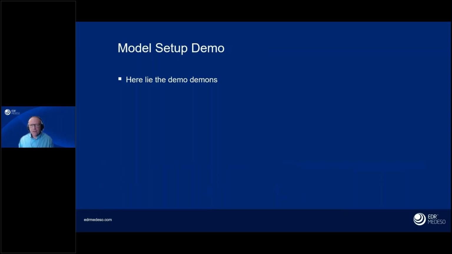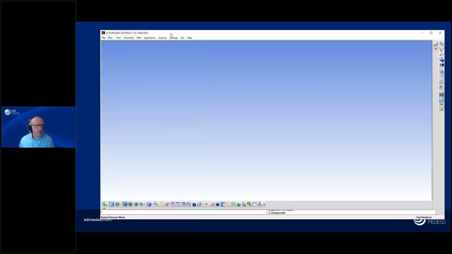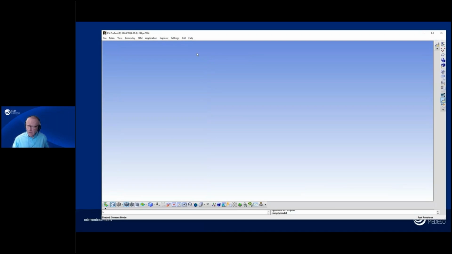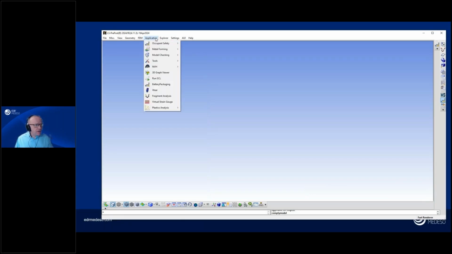So the first thing I'm going to show you is a piece of software called LS-PrePost. This is the pre and post processor for LS-DYNA. It's complementary to Workbench Mechanical, but it's a very closely coupled way of generating an LS-DYNA model. And the chief reason I want to show you this is because it's got a convenience tool in here. In the applications menu, we've got this battery packaging tool.